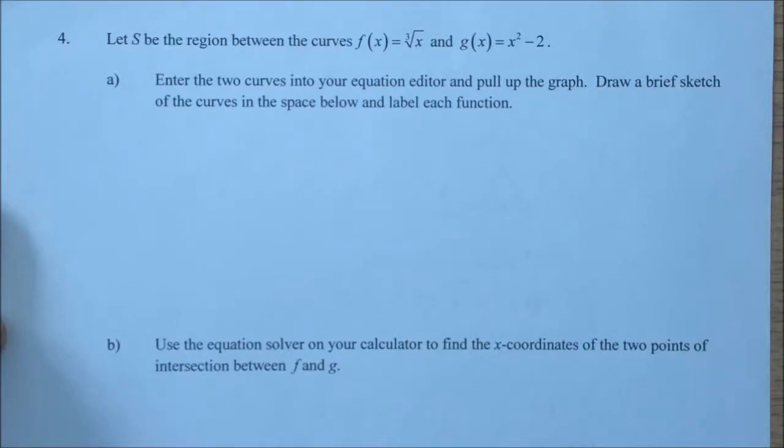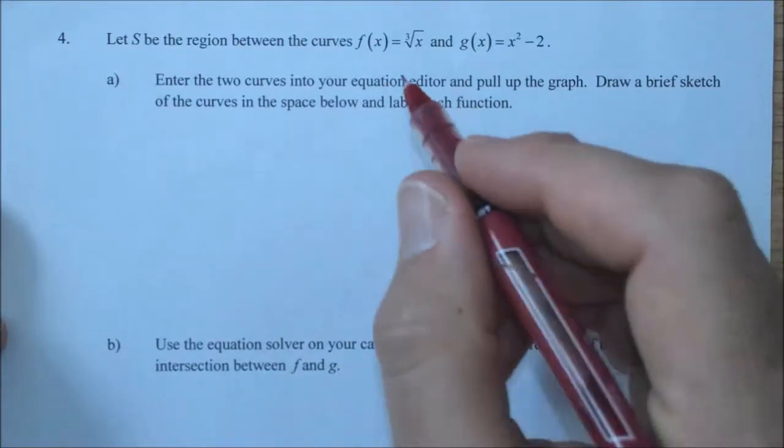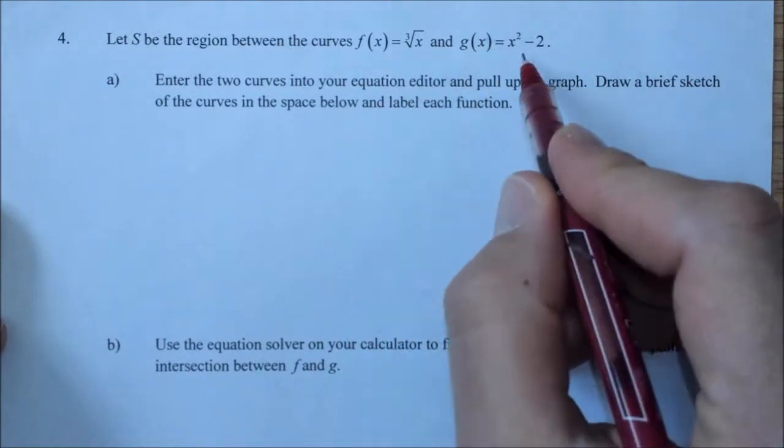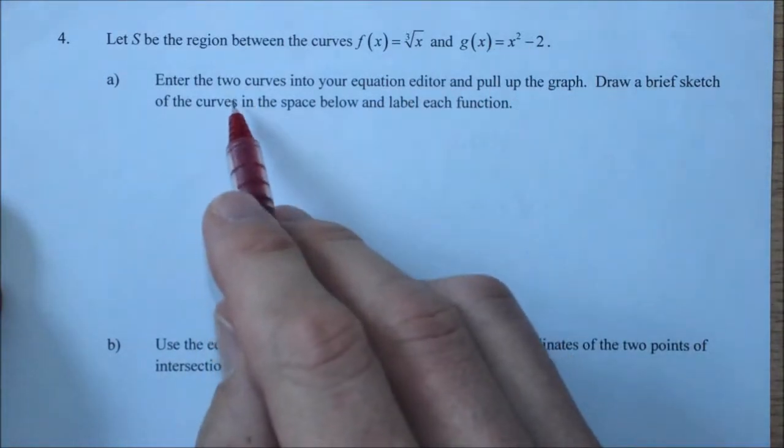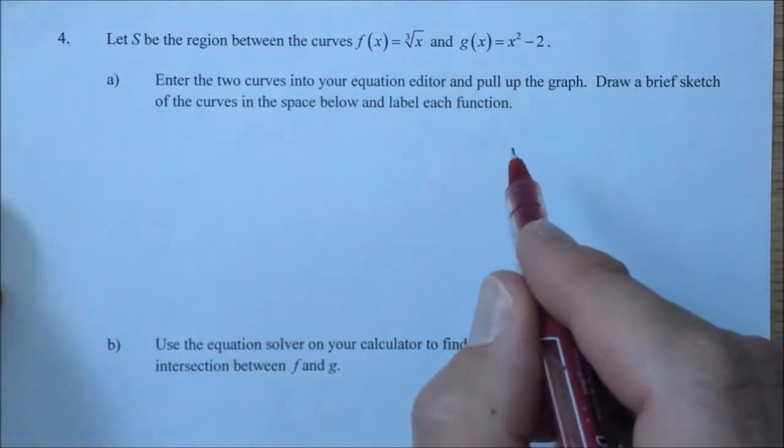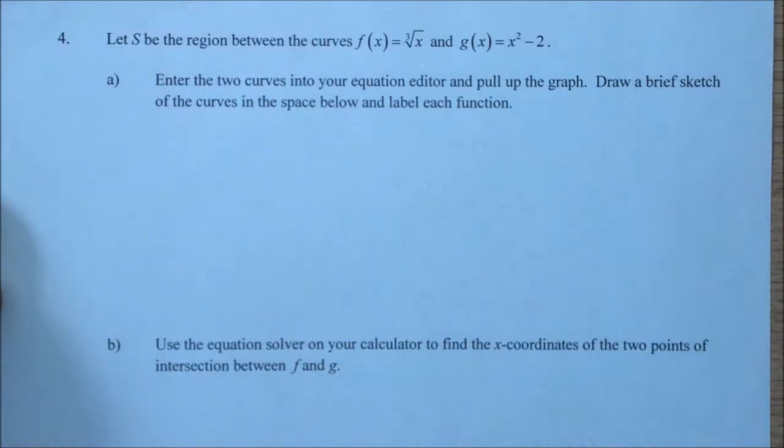Okay, over on the back side, let S be the region between the curves cube root of x and x squared minus 2. So part A, enter the two curves into your equation editor and pull up the graph, draw a brief sketch of the curves in the space below, and label each function.